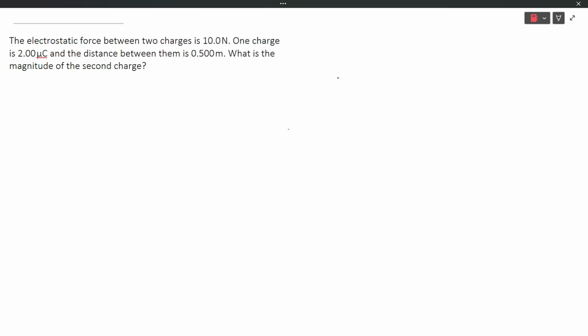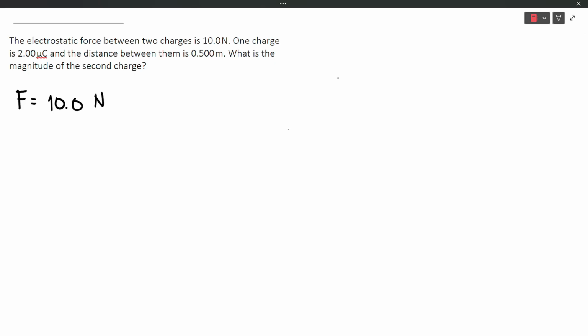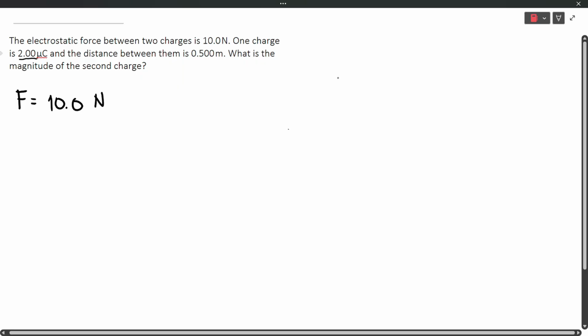So let's list our given values. We have our force, or the electrostatic force between the charges, which is 10. It's positive. Therefore, we can conclude that these are the same charges. So if this is positive 2, then the other should also be positive. But we do not know yet the magnitude of the second charge. So F is equal to 10 newtons.